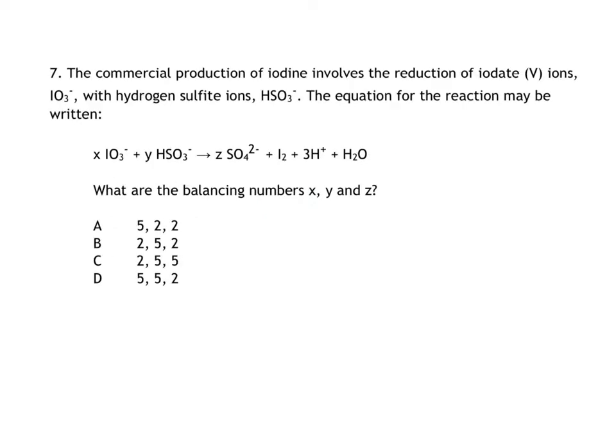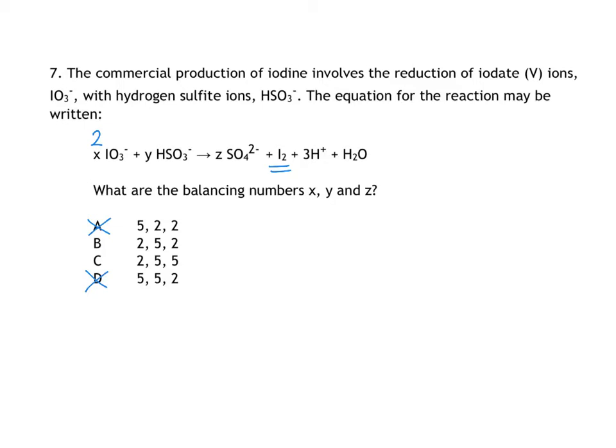Number 7, we've got some balancing to do. One thing that's really helpful in this equation is that they've given you I2 without an X, Y or Z or anything else in front of it. And so we immediately know that there must be 2 iodate ions because there is no other substance containing iodine on the left hand side. So that's a really useful helping hand. So I've already cancelled out A and D, and I must be choosing between B and C.